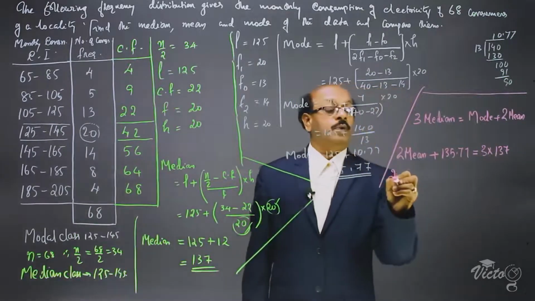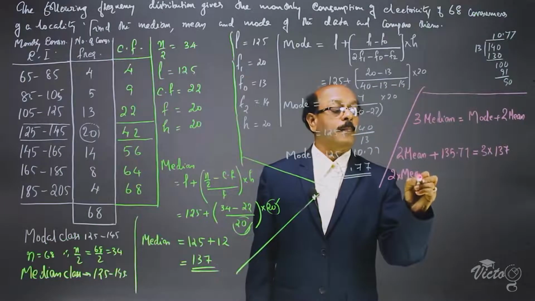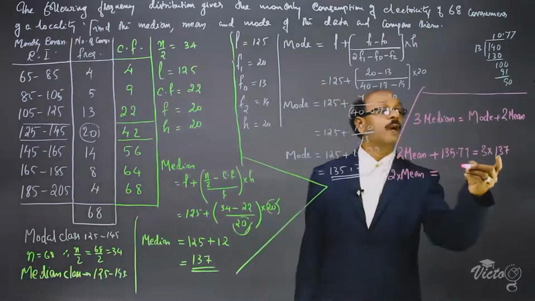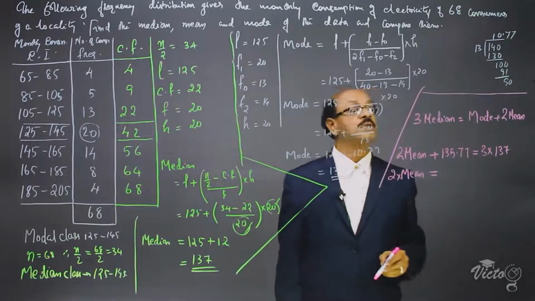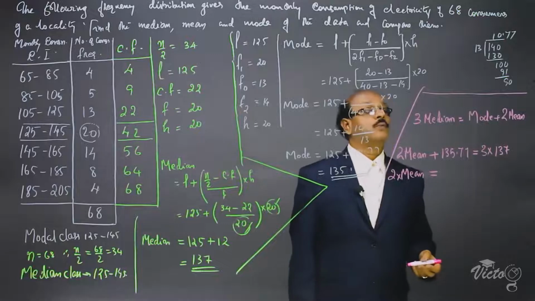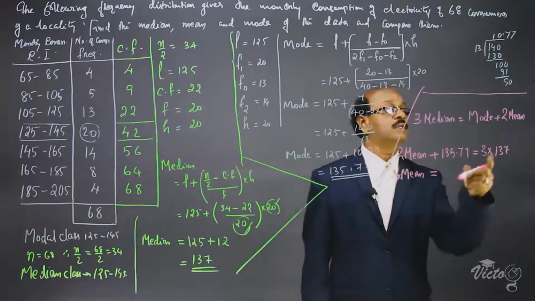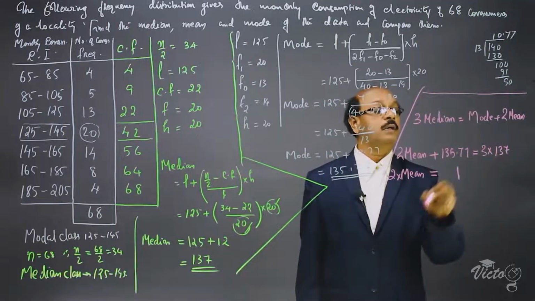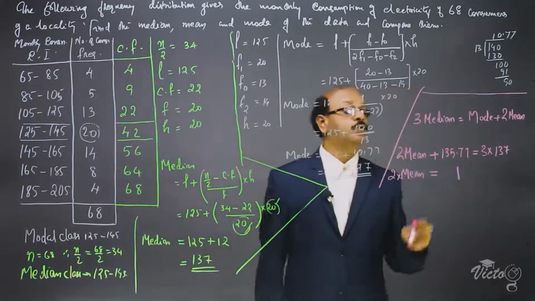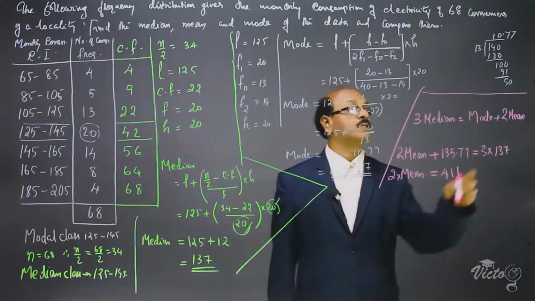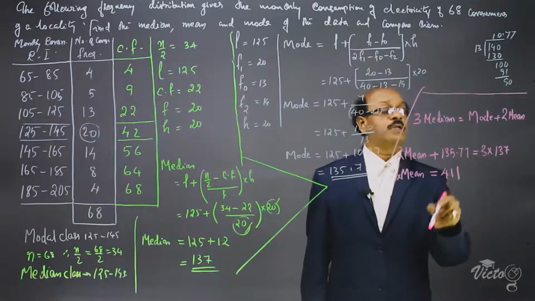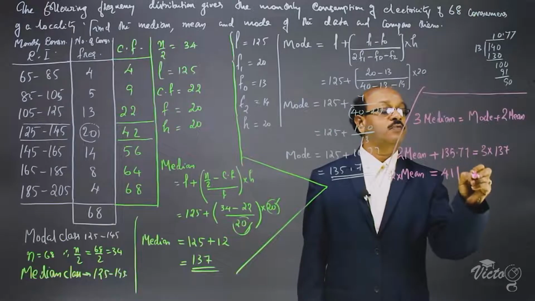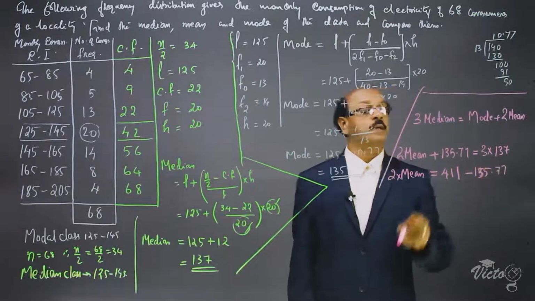2 into mean is equal to, we are going to multiply 137 into 3 and then subtract 135.77 from that value. Multiplying 137 into 3: 7 3s are 21, 3 3s are 9 plus 2, 11, 3 1 is 3 plus 1, 4. That gives 411. Then minus 135.77, we have to subtract.